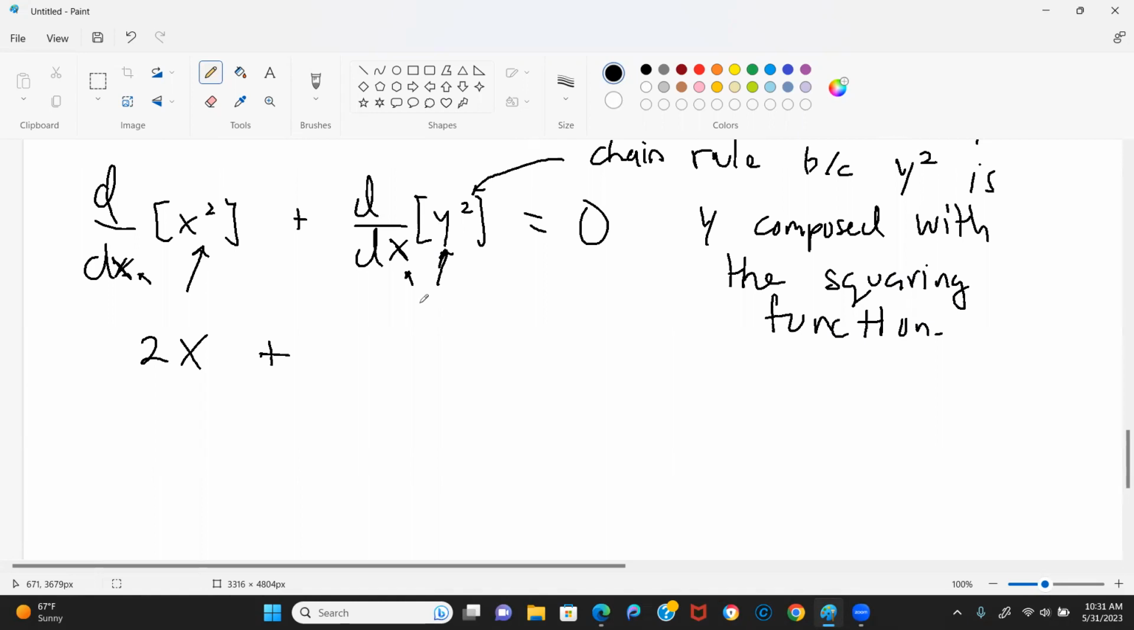Our inside function is going to be y, and our outside function is going to be the squaring function. So what we're going to get is 2 times y. If I take the derivative of the outside function, think of it as x squared, I have to bring the 2 down, but now I have to evaluate the outside function at the inside function, so that's going to be y, and then I have to multiply by the derivative of the inside function, which is y prime. And this is exactly what we are trying to find.